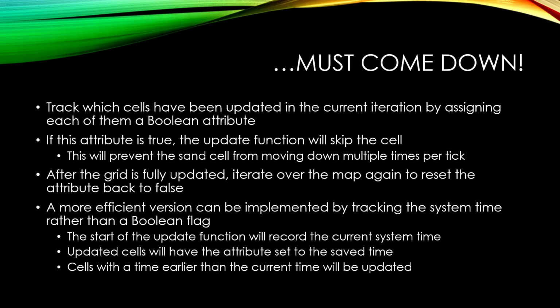A more efficient way to implement this would be to track the system time instead of a Boolean flag. At the start of each tick, you'll want to record the current system time. Then when a cell gets updated, instead of setting that attribute to true, we set it to the system time. In this case, we'll be updating any cells that have a system time older than the current.